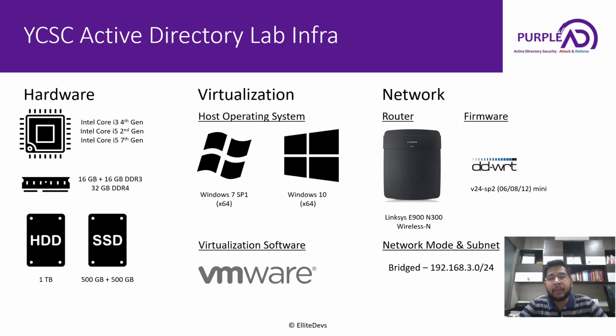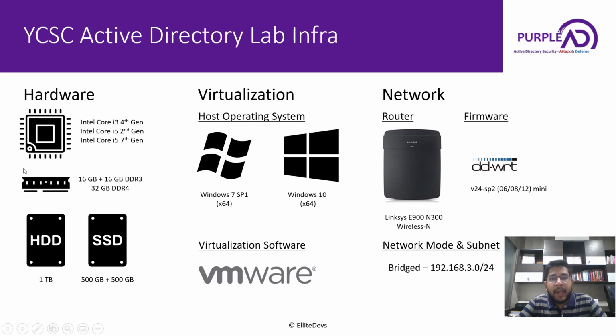Lastly, if you're interested in knowing about the underlying infrastructure of this lab, I'm using three systems. One is a desktop and two laptops. These are the systems that I've had for around 10 years. So instead of buying a new system for this lab, I decided to utilize those three systems. One of the systems is running an Intel Core i3 processor 4th generation. Another one is running a Core i5 processor 2nd generation, and the third system is running an i5 7th generation.